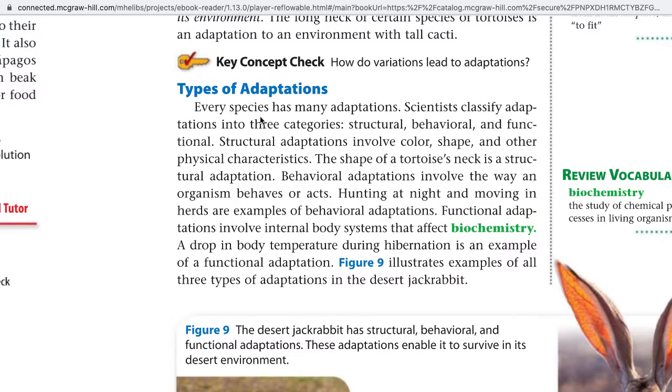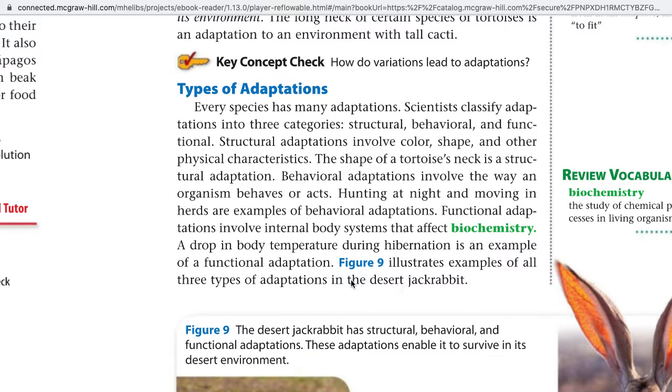Every species has many adaptations. Scientists classify adaptations into 3 categories: structural, behavioral, and functional. Structural adaptations involve color, shape, and other physical characteristics. The shape of a tortoise's neck is a structural adaptation. Behavioral adaptations involve the way an organism behaves or acts. Hunting at night and moving in herds are examples of behavioral adaptations. Functional adaptations involve internal body systems that affect biochemistry. A drop in body temperature during hibernation is an example of a functional adaptation.